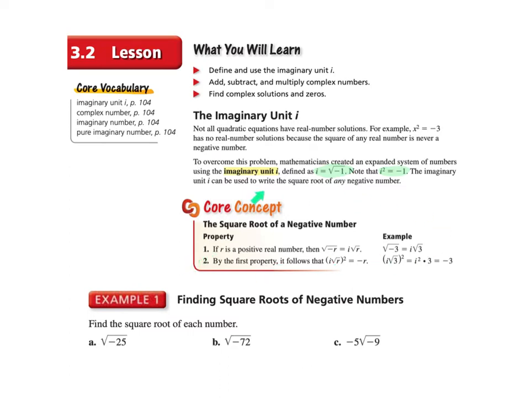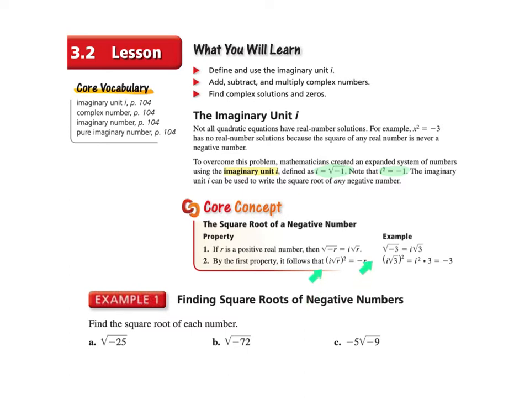This is the box that sums everything up and gives you an example. So if r is a positive real number, then the square root of negative r is i times the square root of r. We just bring the square root of negative 1 outside of the square root as an i. We separate them. If you end up squaring i, i squared ends up being negative 1, and you can simplify it that way. So let's just jump in and do some.